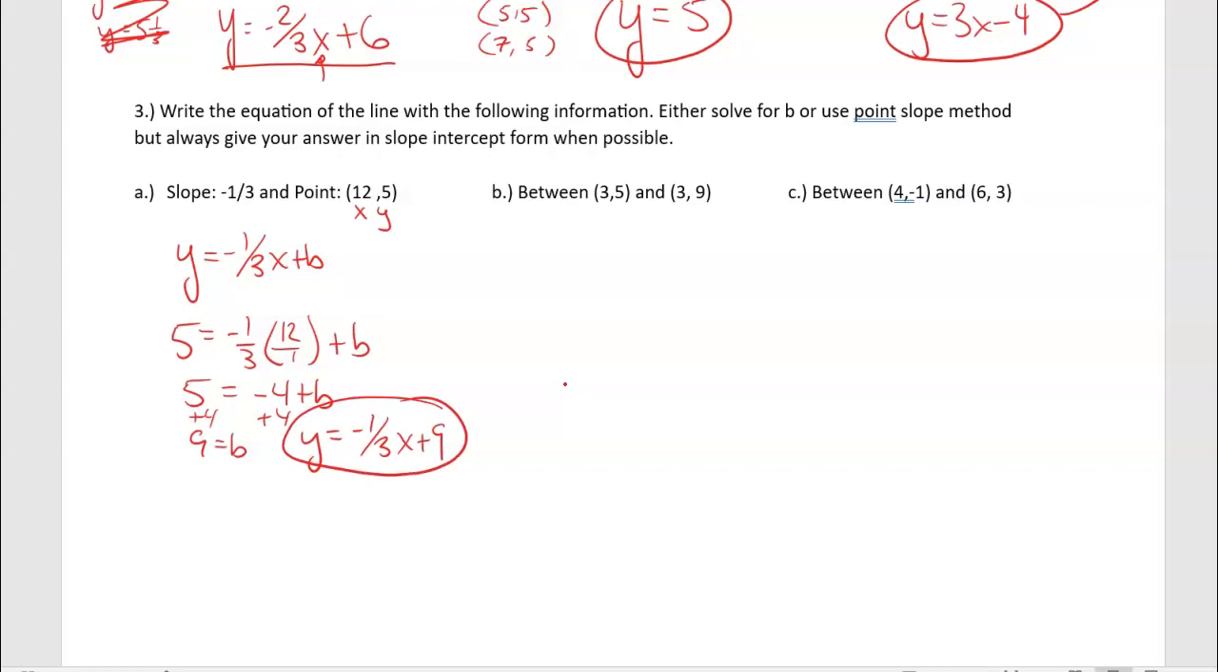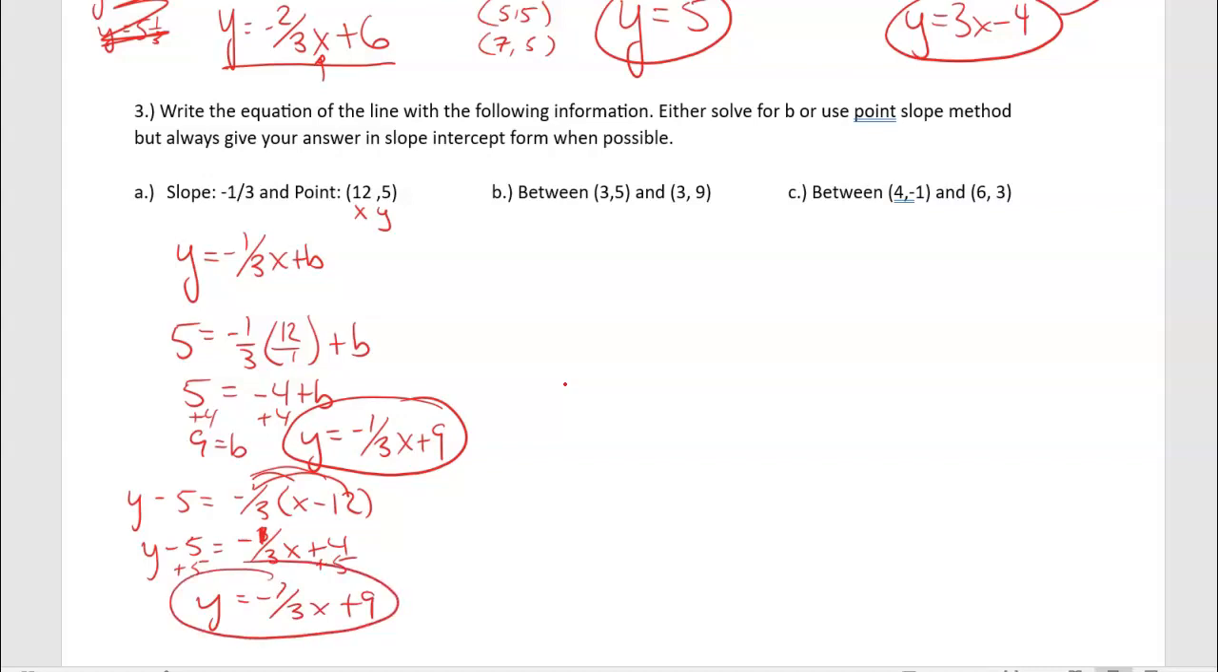If you did point-slope form, you say y minus the y-coordinate equals the slope times x minus the x-coordinate. That's point-slope form. If you want to get it into slope-intercept form, you would distribute the -1/3 x; -1/3 times -12 is plus 4. And when you go over and add your 5 to both sides, you get the same exact answer of y equals -1/3 x plus 9.